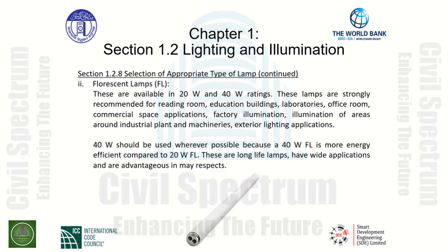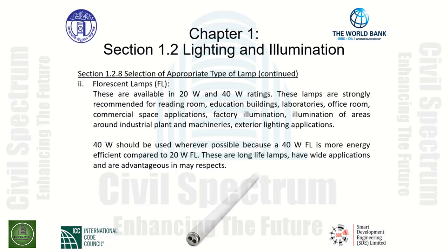Continuing with section 1.2.8, fluorescent lamps. A fluorescent lamp uses electrical current to excite a mercury vapor inside the tube. This produces ultraviolet light inside the tube, which then causes a phosphor coating on the inside of the lamp to glow. Unlike incandescent lamps, these lamps require a ballast to regulate the current through the lamp. These fluorescent lamps are available in 20 watt and 40 watt ratings.